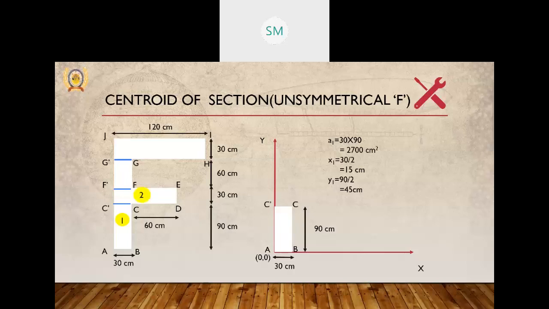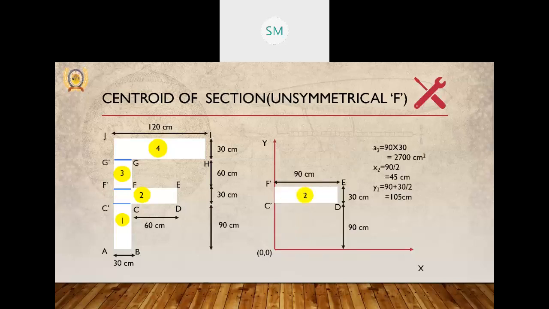First rectangle dimensions are 90 by 30, so area will be 2700 centimeter square. X1 will be measured from this y-axis, that will be 30 by 2, and y1 will be measured from the x-axis, that will be 90 by 2, 45 centimeter.